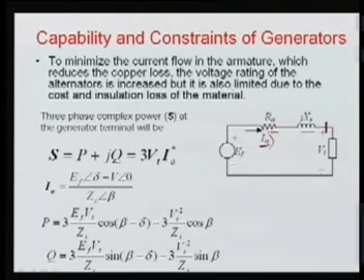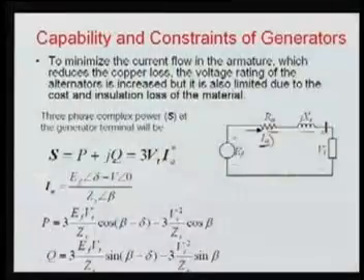And this is your terminal voltage, and then we have, let's suppose, one load, and the transmission lines, those are carrying power. So to minimize the current flow in the armature, which reduces the copper loss, the voltage rating of the alternator is increased, but also limited due to the cost and the insulation cost of the material. So this voltage, as I said, is limited due to the cost. We have insulators that can sustain high voltage as well, but still it will be very expensive. So we engineers always try to design a system through techno-economic analysis, so the cost should be minimum and the performance should be better.